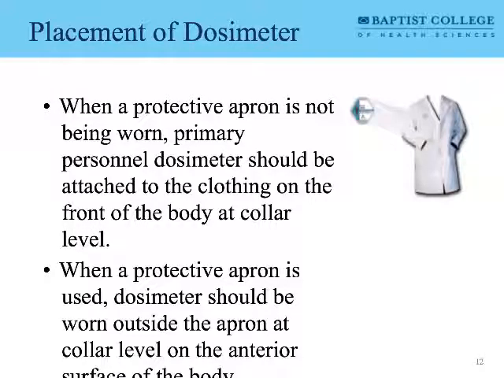These should always be worn at the collar level. I'm not even wearing mine quite appropriately down here. It should be more up here at the collar level. At the front of the body, anytime I'm wearing a lead apron, I will wear it outside of the lead apron.